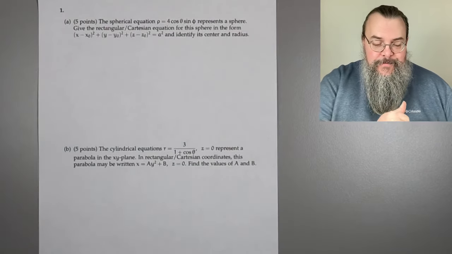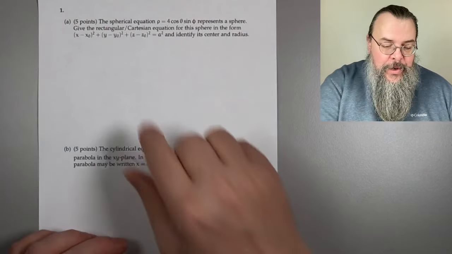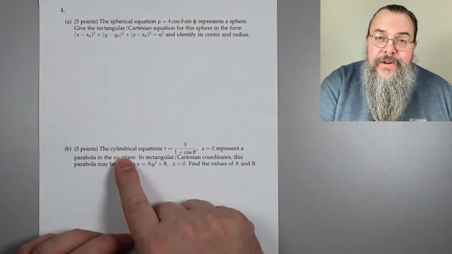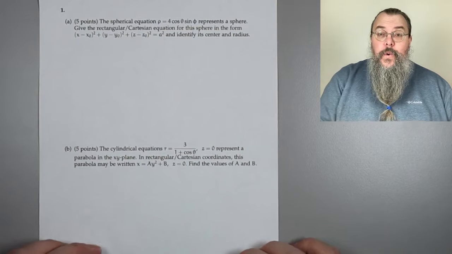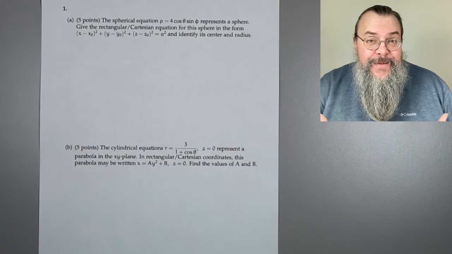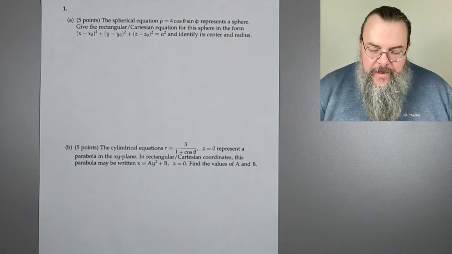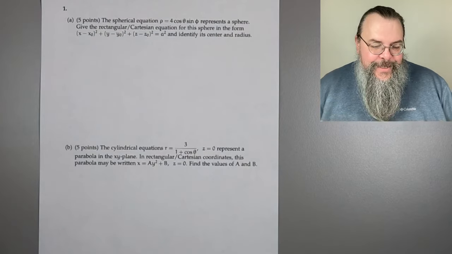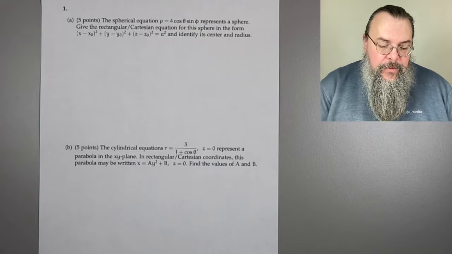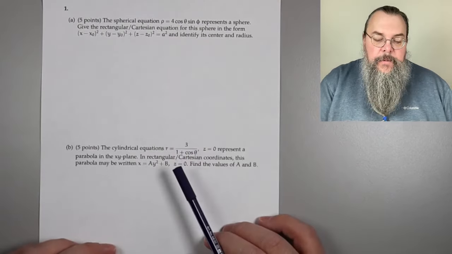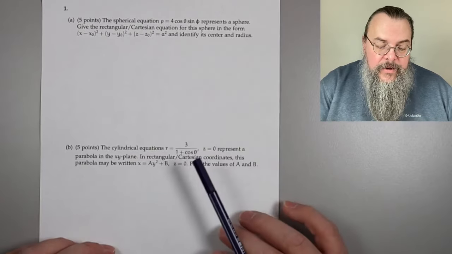Number 1, a 2-part problem. We're going to see that part A is spherical, part B is cylindrical. So these are about coordinate systems. Let's start with part A because A comes first in the alphabet, so why not, right? So we have the spherical equation, rho is 4 cosine theta sine phi. And we're told it's a sphere.